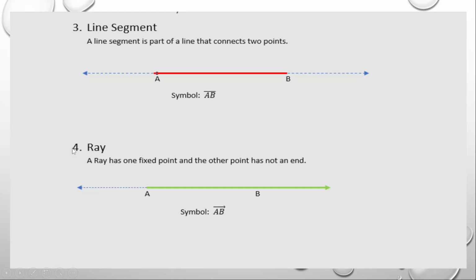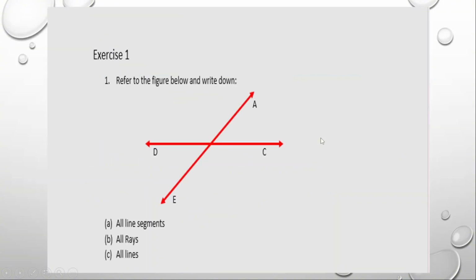Now the next one is our ray. A ray has 1 fixed point. That is our fixed point there. We call that fixed point A. And the other point has no end. So it doesn't end there. It goes right through point B into the direction of the right side, right? Infinitely to the right side. What do we call this? Ray AB. So we have line segment AB, 2 endpoints. We have 1 endpoint here and infinitely to the right, and we call this a ray.